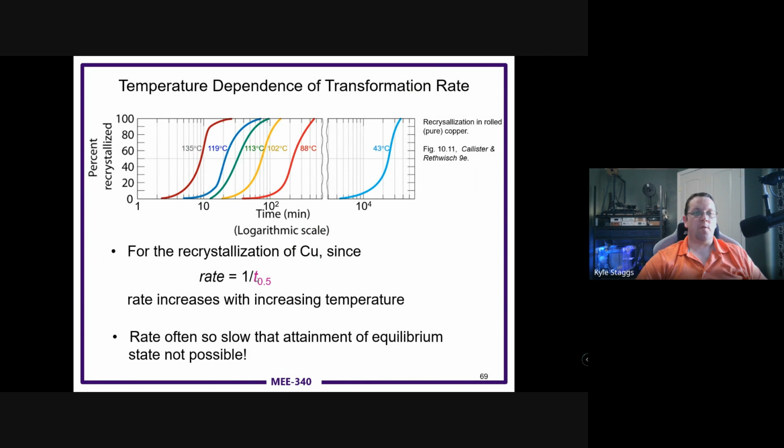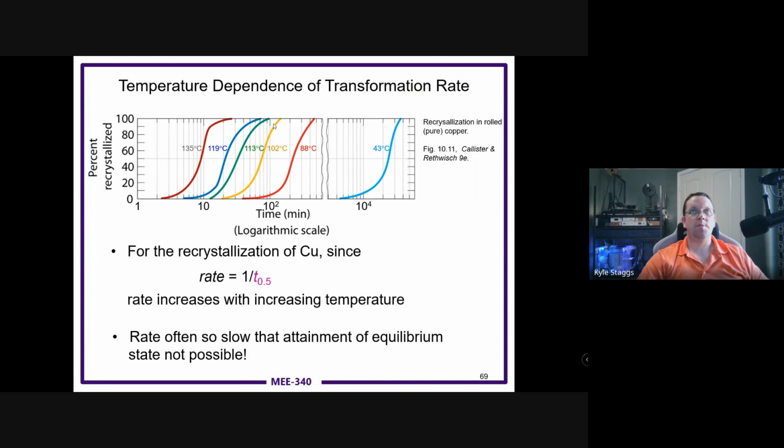So that rate is said to be 1 over t to the half. That's taking the slope at the midpoint as the approximated rate of recrystallization of something. It's often so slow that actually achieving an equilibrium state in the material is not always possible. A lot of reasons for that, one of which is you don't always get perfect diffusion. You're not always going to get perfect equilibration. You're not always going to get movement of the material. You can get there more quickly, but it's going to asymptotically approach the finished state.